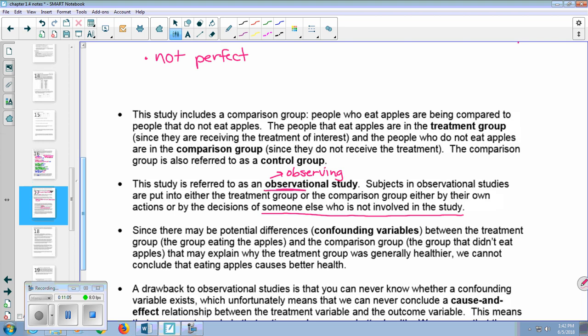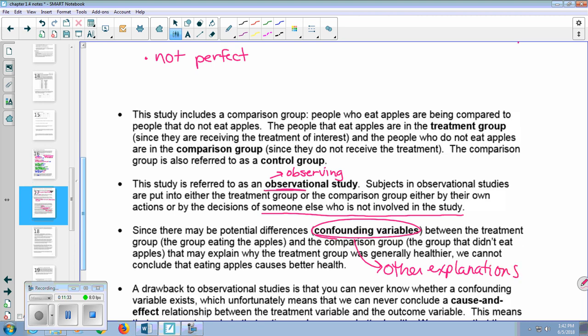All right, third bullet. Since there may be potential confounding variables or potential differences between the treatment group, which is the group eating the apples, and the comparison group, which is the group that didn't eat apples, that may explain why the treatment group was generally healthier, you can't conclude that eating apples causes better health. And the main thing here is these confounding variables give you other explanations for those differences in their health.